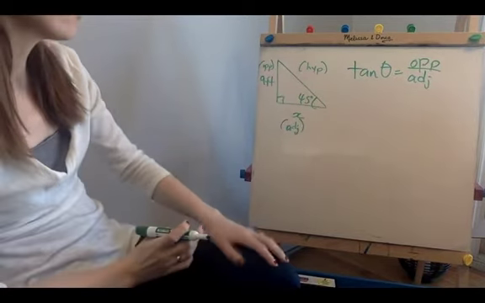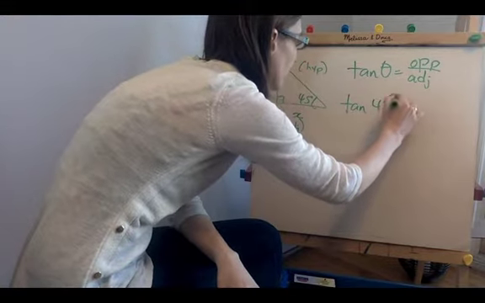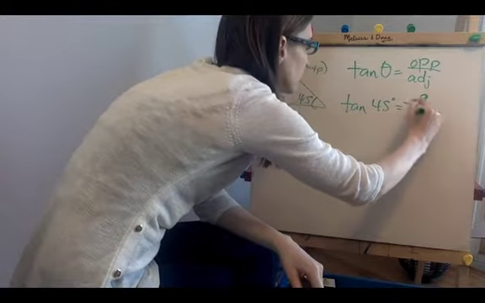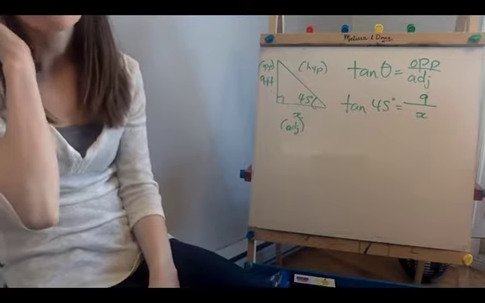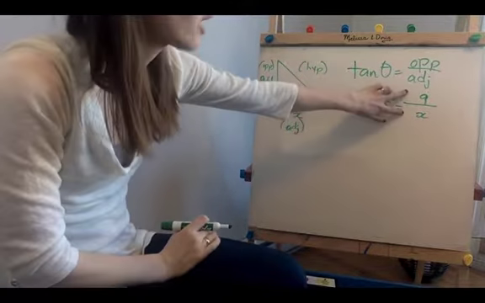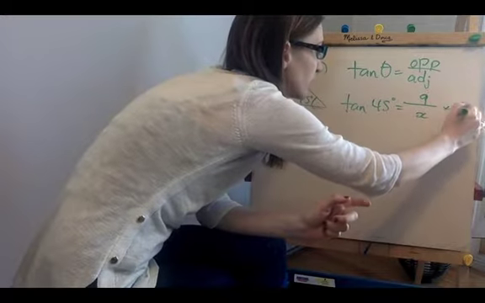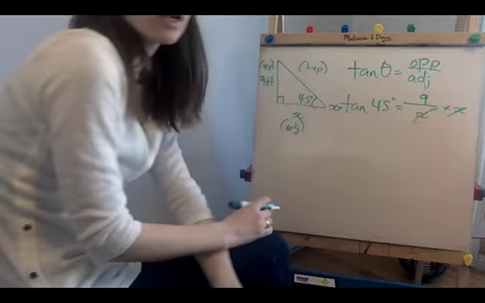So again, the angle that we have is a 45 degree angle. Tan of 45 degrees is equal to opposite, which is 9, divided by the adjacent, which is x, okay? So this is similar to the last problem we just did, where you would need to get rid of the fraction by multiplying both sides by the denominator. So if I multiply this side by x, that'll cancel, but whatever I do to one side, I have to do to the other side.